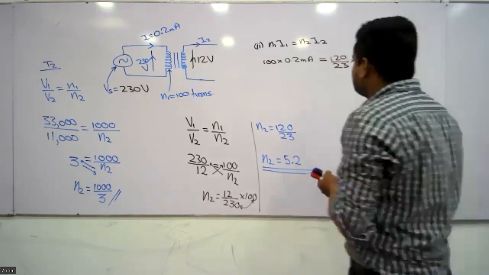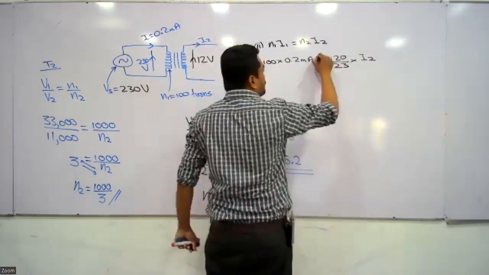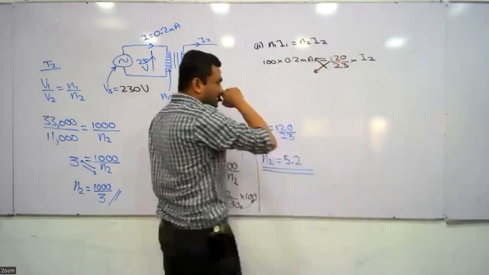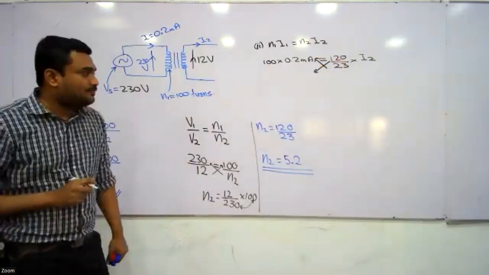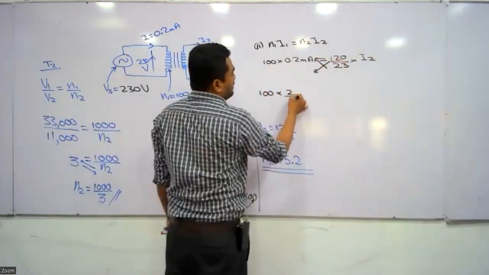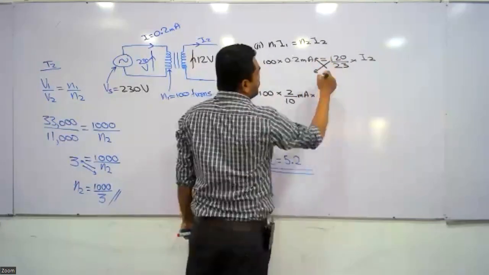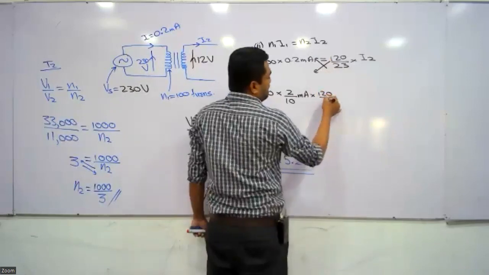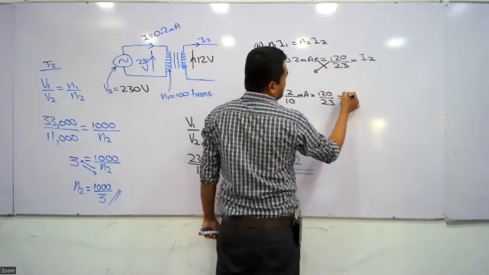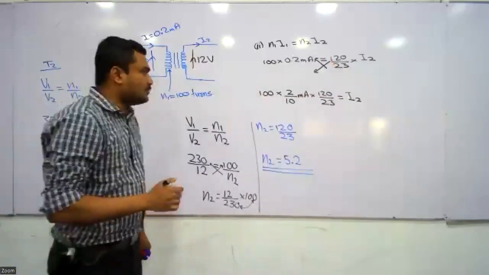What about the current? I can use cross multiplication. Remember, 100 microamperes can be written as 0.2 milliampere, into 120 divided by 23, equals I2. Now what will happen?